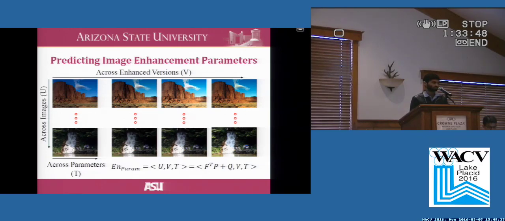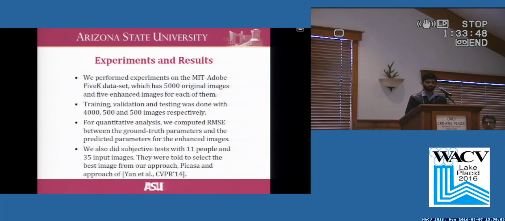So we model this as a matrix factorization problem. We hypothesize that the parameter value can be expressed as a product of three latent matrices. The first latent matrix models the relation across images, the second latent matrix models the relation across the enhanced versions, and the third models across parameters. Now, such a dataset is difficult to get, though it's made available by MIT out of 5K, which has 5,000 original images and 5 enhanced versions for each image.